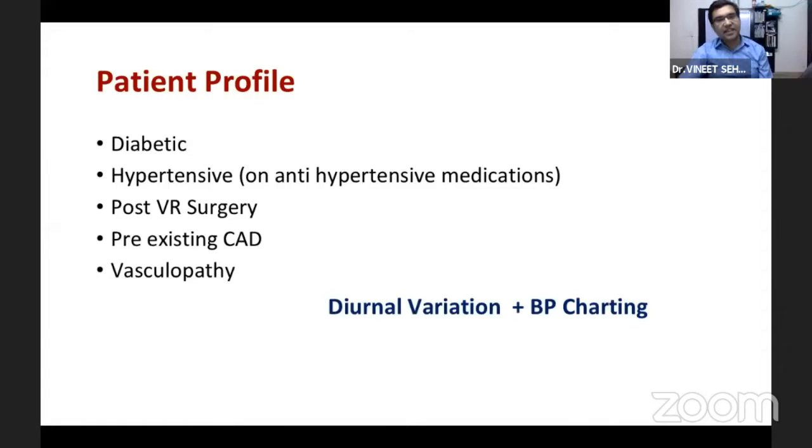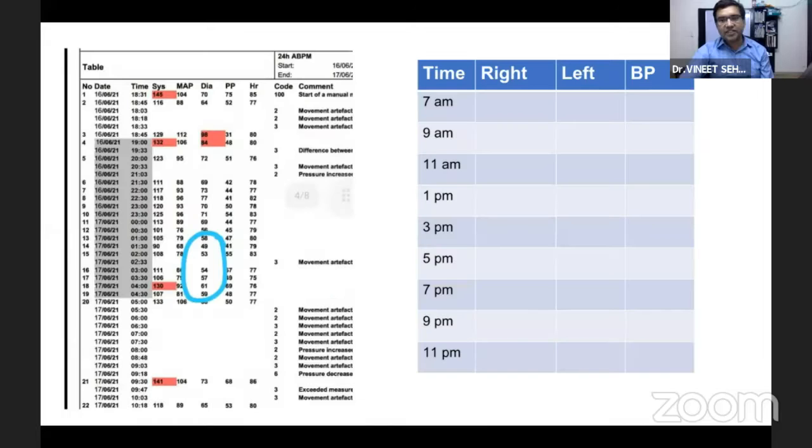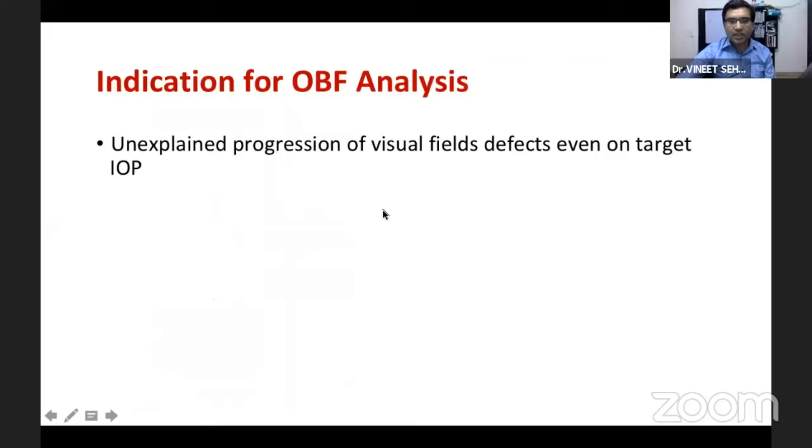If these patients have glaucoma, what I used to do was only diurnal variation with BP charting. As you can see, we do 24-hour BP charting, to see whether there are any nighttime dips. We also used to do a diurnal variation from 7 a.m. to 11 p.m. and correlate it with the blood pressure monitoring. So now we have this modality with us.